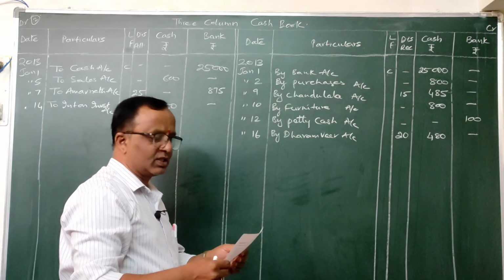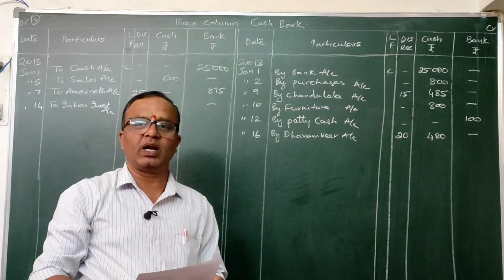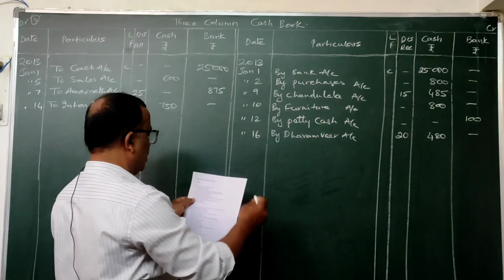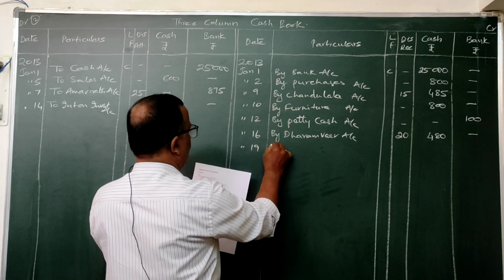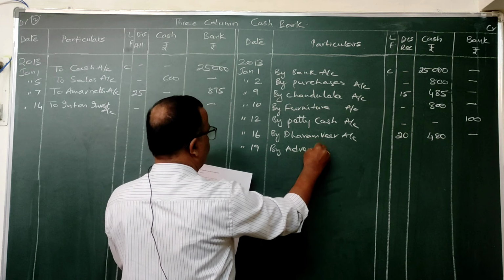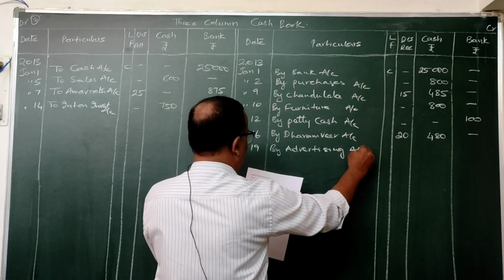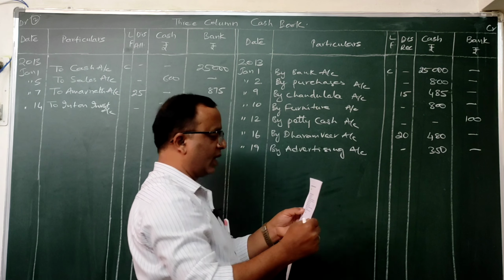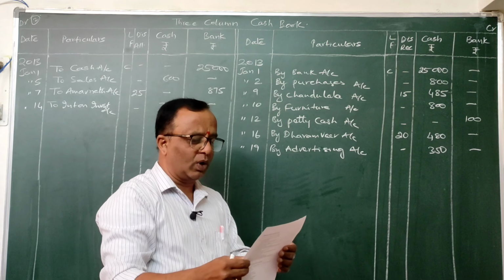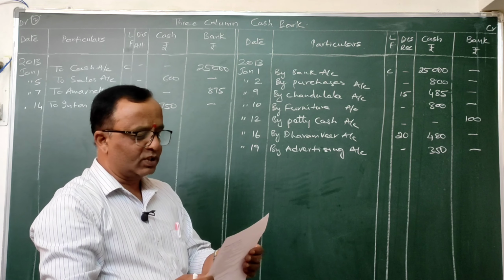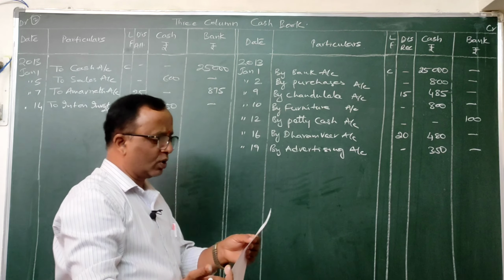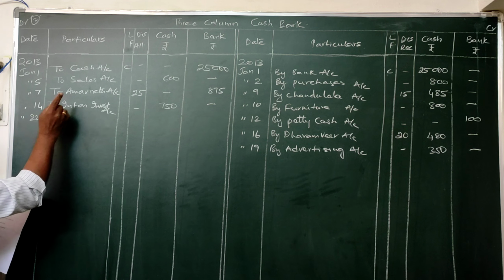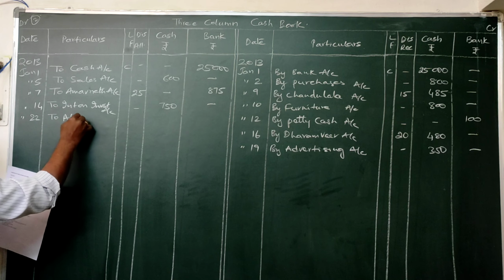Next, paid for advertising 19th date. Paid for advertising. When it is paid for advertising, our entry is advertising account debit to cash. So it is by advertising account. Okay, 350. Then again, received from Alauddin 990, allowed him discount 20. So what you have received? You have received cash. So cash account debit, discount allowed account debit to Alauddin. So that is on 22nd, cash account debit to Alauddin.